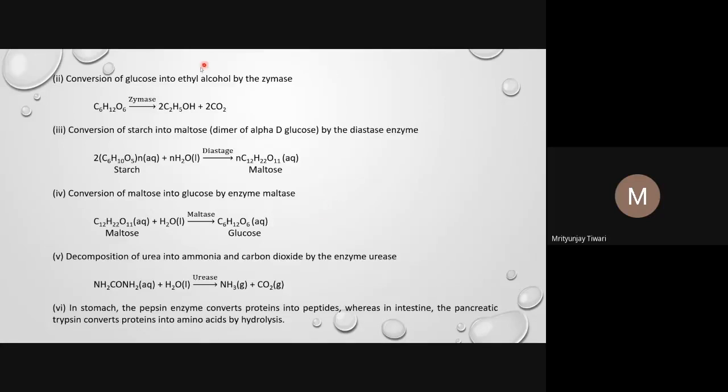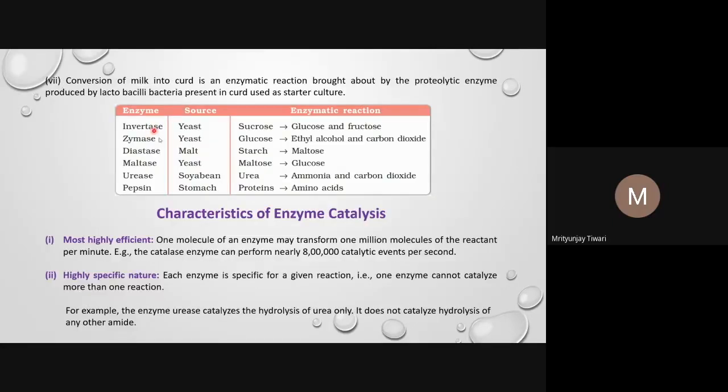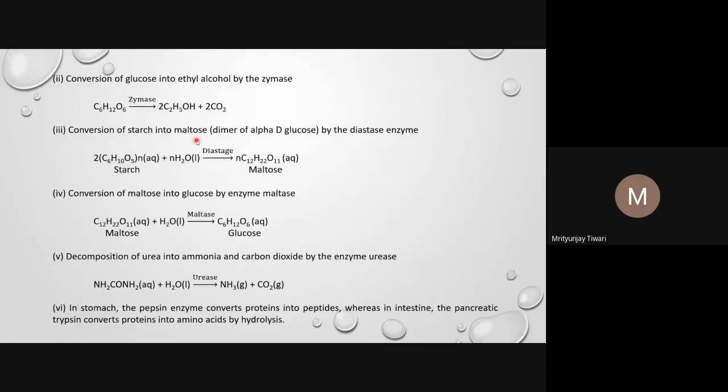So what we see is the conversion of glucose into ethyl alcohol by the enzyme zymase. This is glucose, C6H12O6, we know the chemical formula, and in the presence of the enzyme it gets converted into ethyl alcohol or ethanol plus carbon dioxide. So carbon dioxide molecules are formed here. The enzyme here is zymase, and the source of the zymase enzyme, you can see in this table, is also yeast.